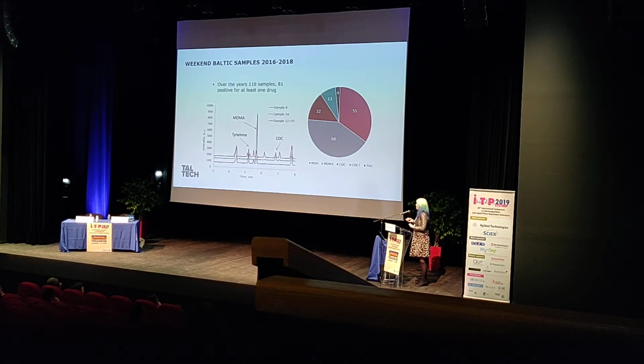Here are some electropherograms showing some results. We found ecstasy, cocaine, and additionally tyramine. I will talk about tyramine on the next few slides. But overall, we caught mostly ecstasy, which we were assuming would be mostly used because it's a beach rave party. We also found cocaine and THC.